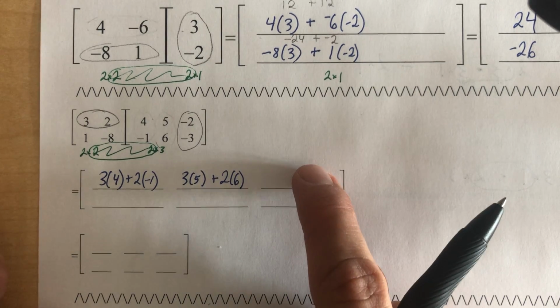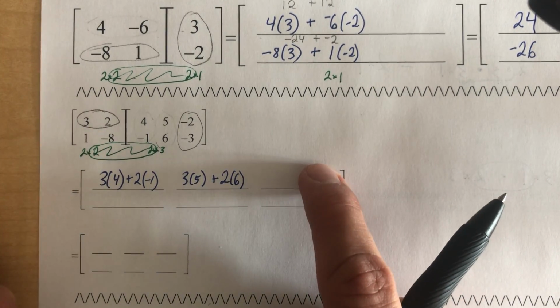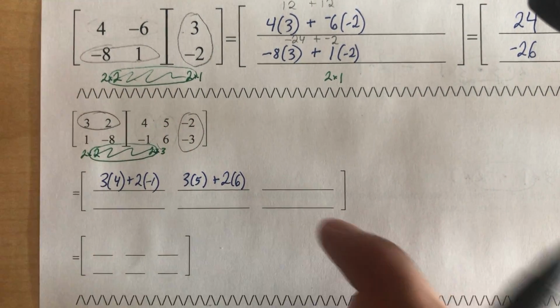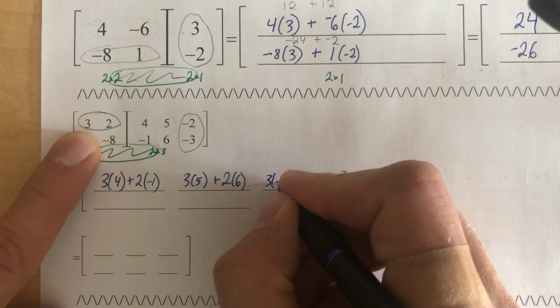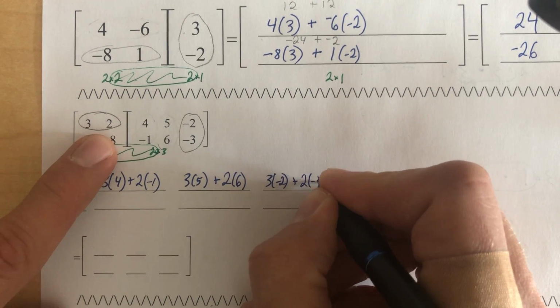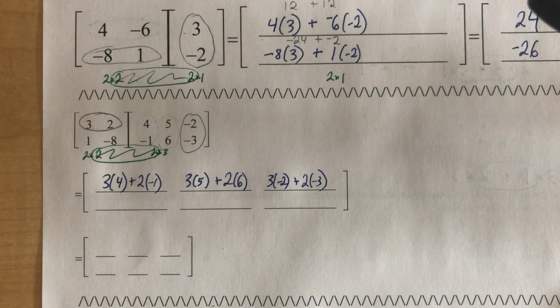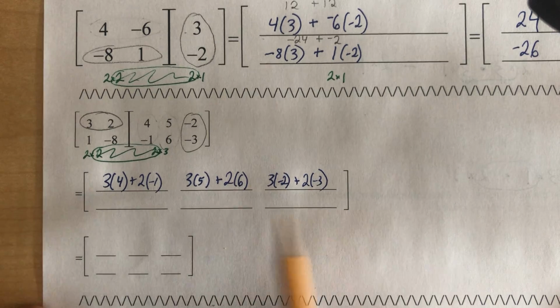So this one right here is the top row, right column. Circle the top row, circle the right column, and go one number at a time. 3 times negative 2 plus 2 times negative 3. Okay? All right, now we will do these down here.